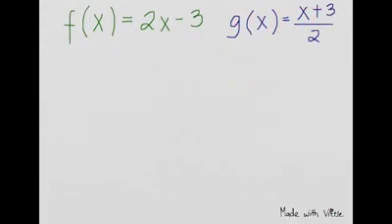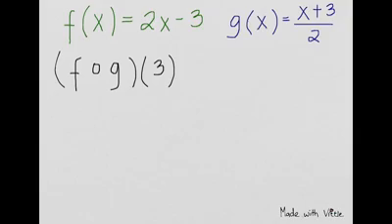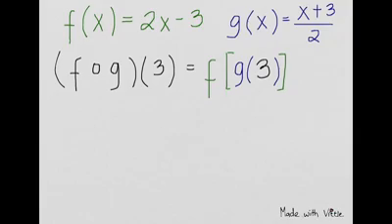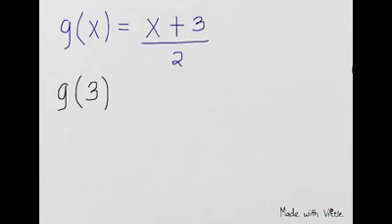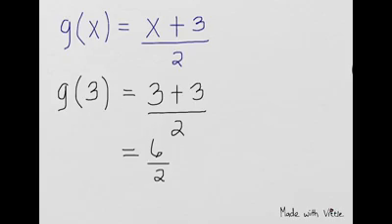For our last example, we have f of x is equal to 2x minus 3 and g of x is equal to x plus 3 over 2. We will solve for f of g of 3. This means that whatever the answer to g of 3 is, we will plug that inside of f. Now, to solve for g of 3, we will simply substitute 3 for every x in the g function. Substituting, you would get 3 plus 3 over 2. So that is 6 divided by 2, which equals 3. So therefore, g of 3 is equal to 3.